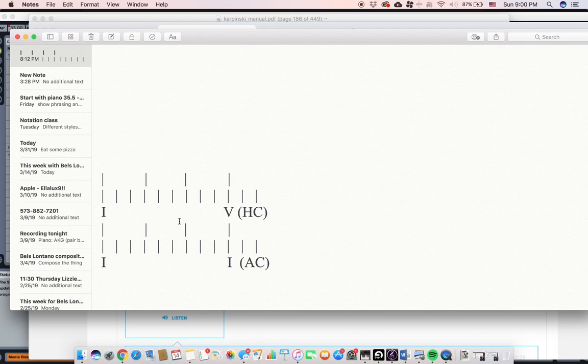As you can see, it's in 3. Right, and then I put in the dotted half note as the measure secondary. We also start on 1 and then 5, half cadence in the first phrase, and 1 and then 1, authentic cadence in the second phrase. All we're missing is the slur markings.